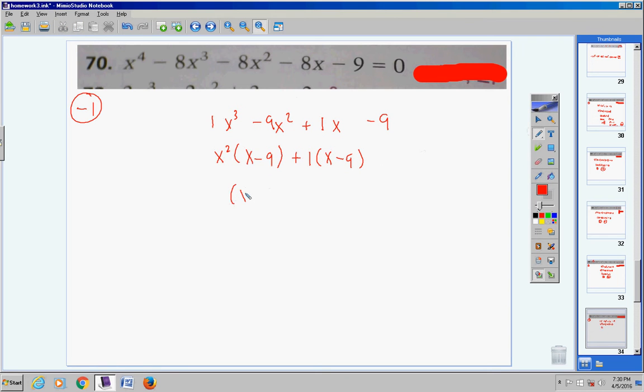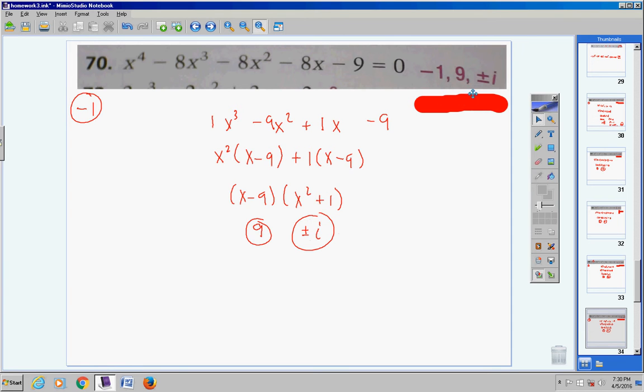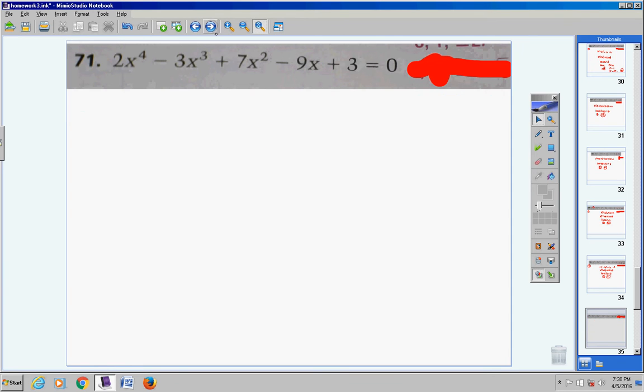Write your matching parentheses once. And your other parentheses would be x squared positive 1. Now, take this parentheses, set it equal to 0 and solve, and you'll get 9. Take this parentheses, set it equal to 0 and solve, and you'll get positive negative 1i or I. So we have 4 answers. Let's see if they match here. And yes, they do. Moving on to 71.